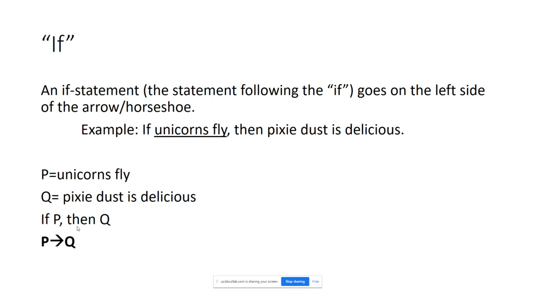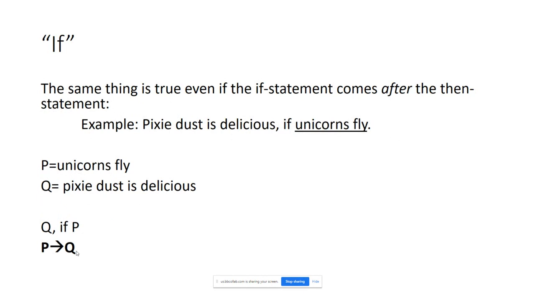So when we fully symbolize it, the P is the if statement. It's going to be on the left side of that arrow. If P, then Q, just like that. P arrow Q.